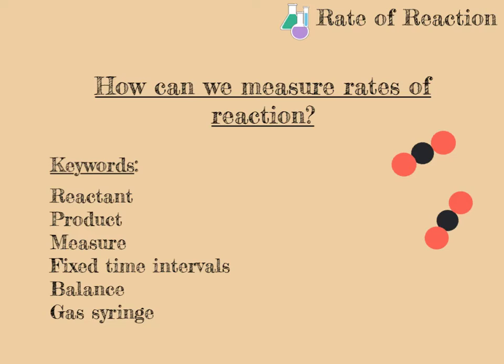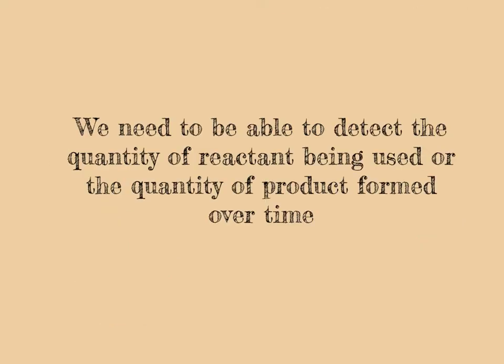So for the next 6 slides, I'm just going to show you some different types of equipment. We're going to make sure that you can name them and know what they do. So a quick reminder, we need to be able to detect the quantity of reactant being used up or the quantity of product being formed over time in a lab so that we can then calculate the rate of reaction.